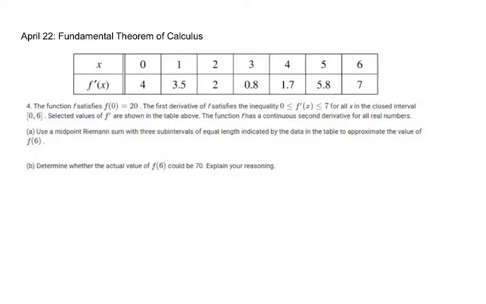So, interestingly enough, on the April 22nd free response, the first two sections were actually a little bit rougher than the last two, and it's usually the opposite around. So, we're going to look at parts A and B right now.